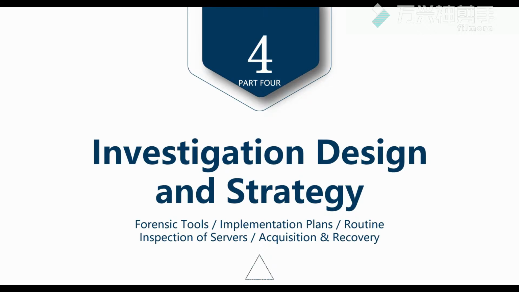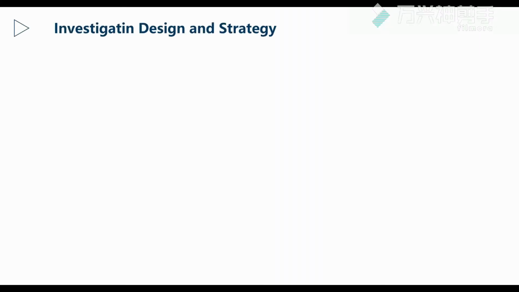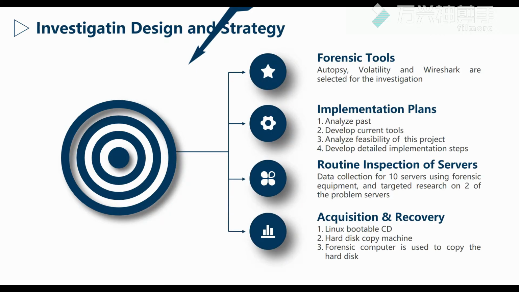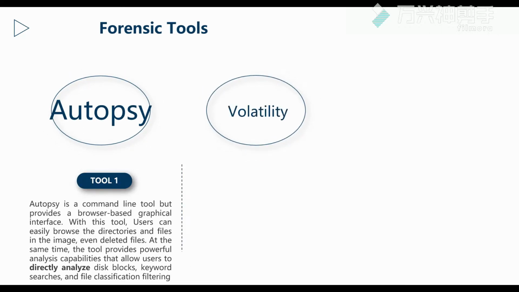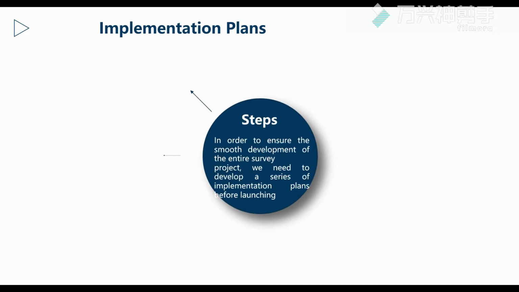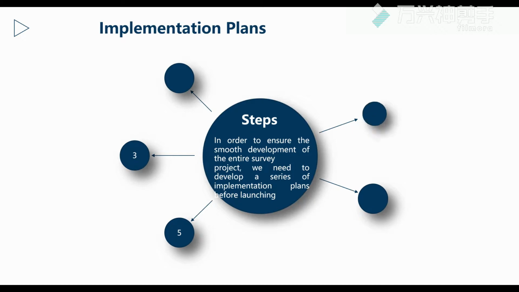The fourth part is the investigation design and strategy, which is divided into 4 parts: forensic tools, implementation plans, routine inspection of servers, acquisition and recovery. In the forensic tools part we use Autopsy, Volatility, and Wireshark. Next, we briefly introduce the 3 software tools used in this survey. They all have advantages in their relevant fields. Autopsy is for image file processing, Volatility is for information recovery in memory, and Wireshark is software for analyzing network content. The next subtitle, implementation plans, is mainly divided into the following 5 steps before the investigation.